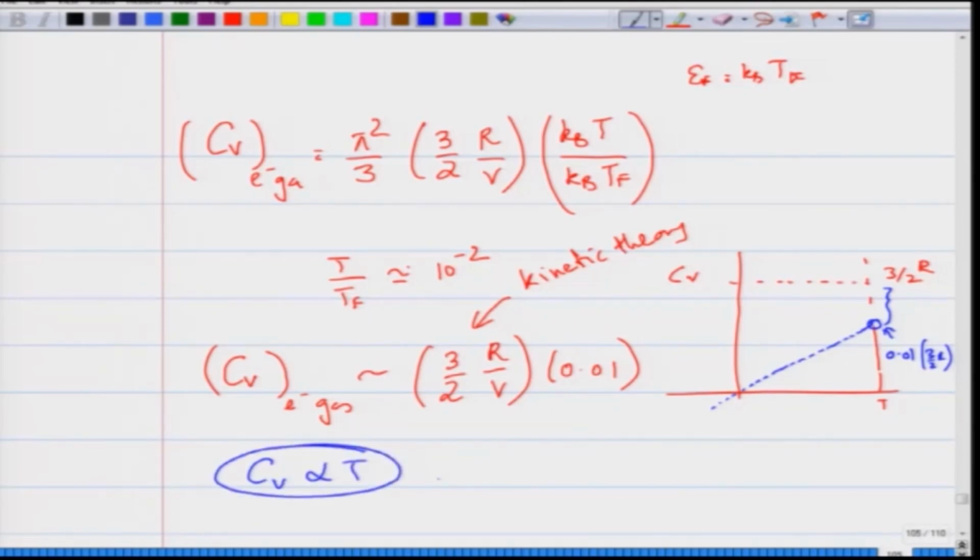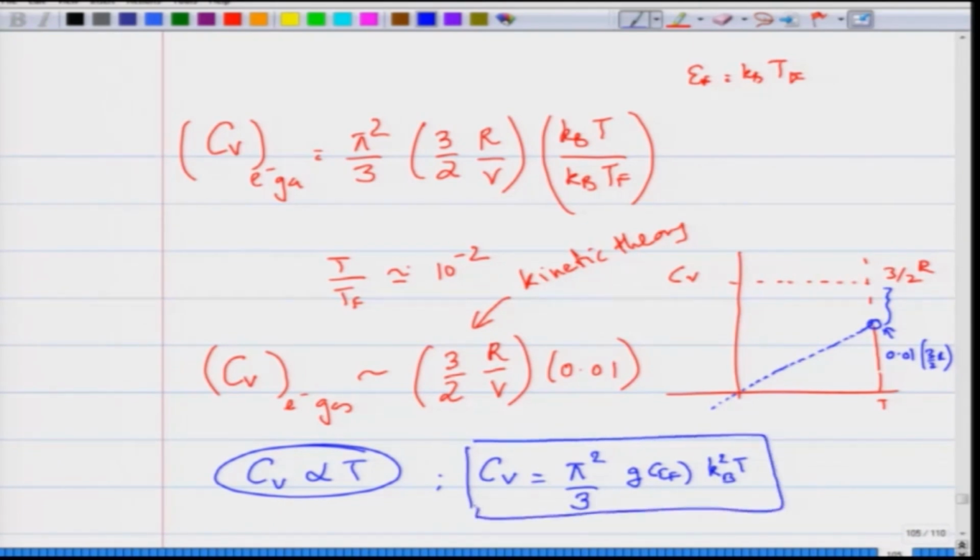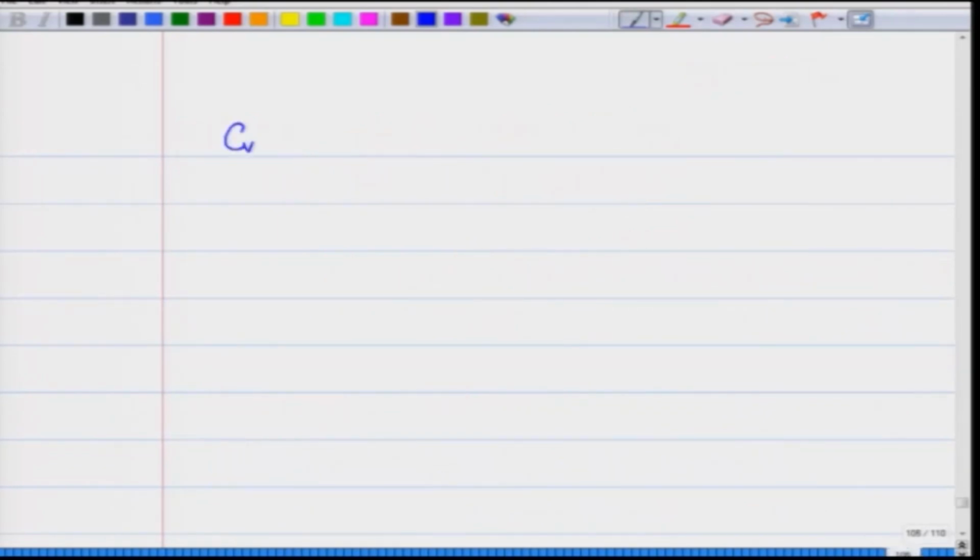very neatly. Thus, Cv you can write as pi square by 3 times the density of states at the Fermi energy times kB square T. This is your specific heat. And this constant, Cv, can be written as gamma times T. The specific heat of the electron gas can be written as gamma times T, where gamma is called Sommerfeld's constant.